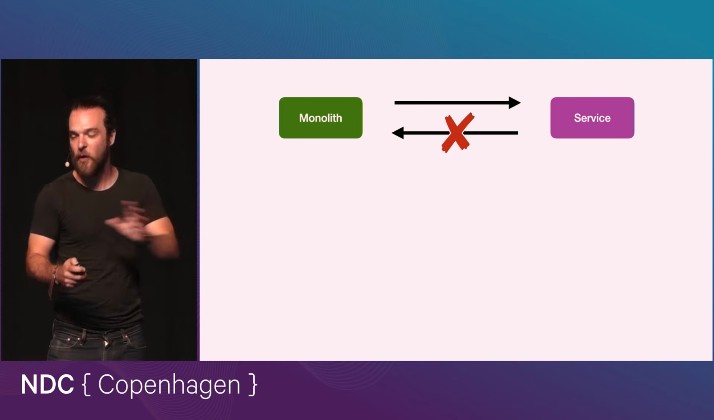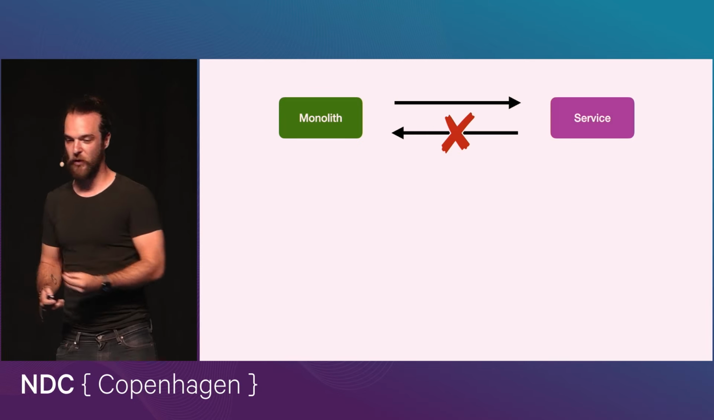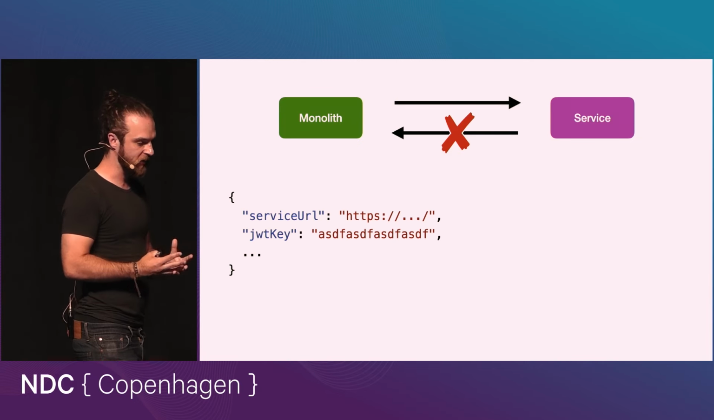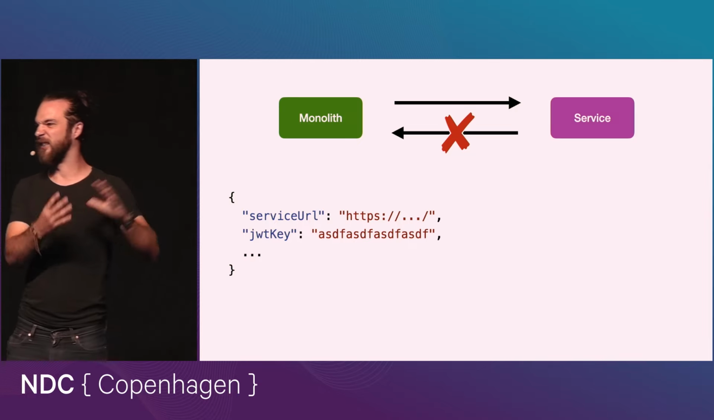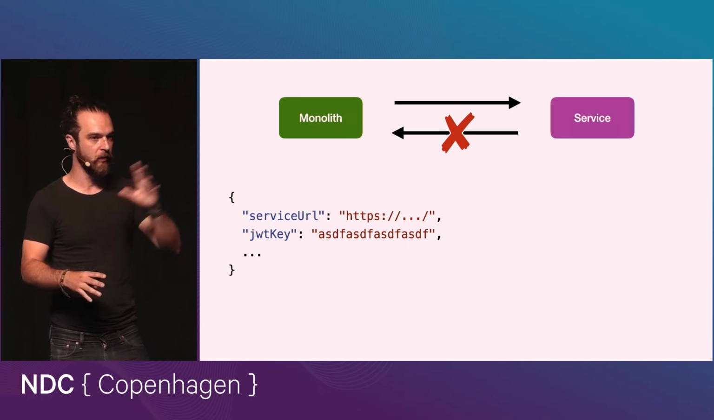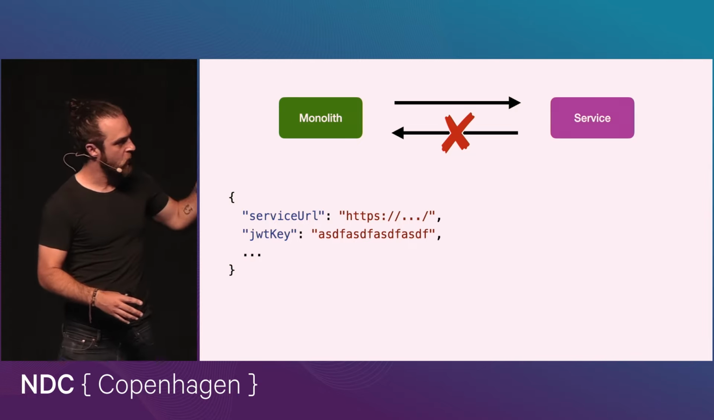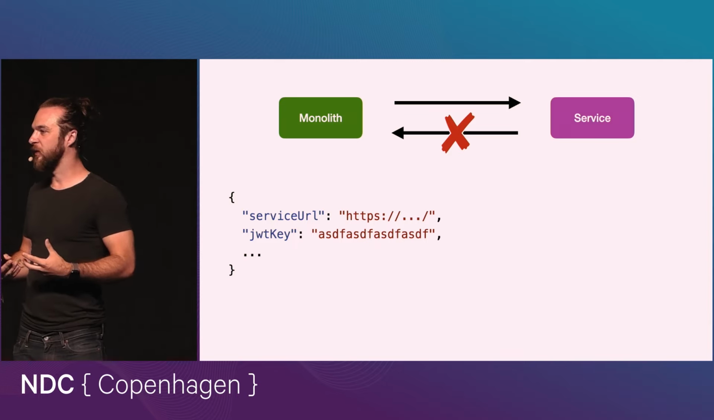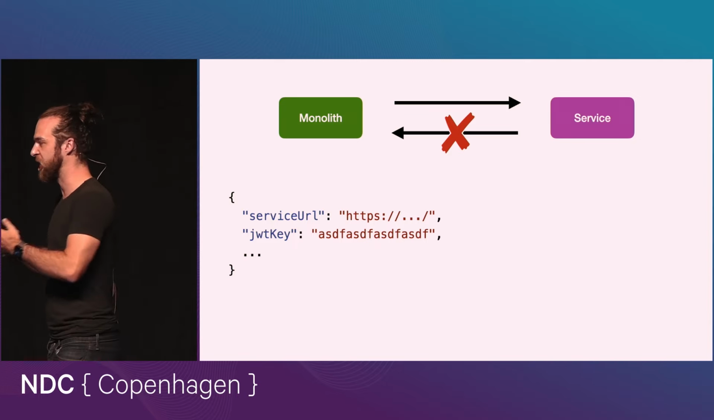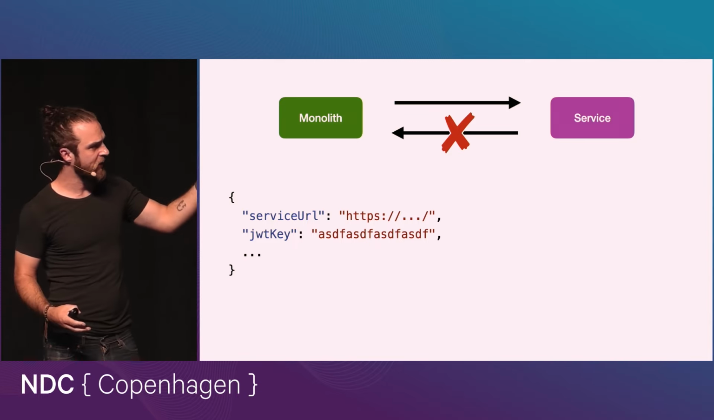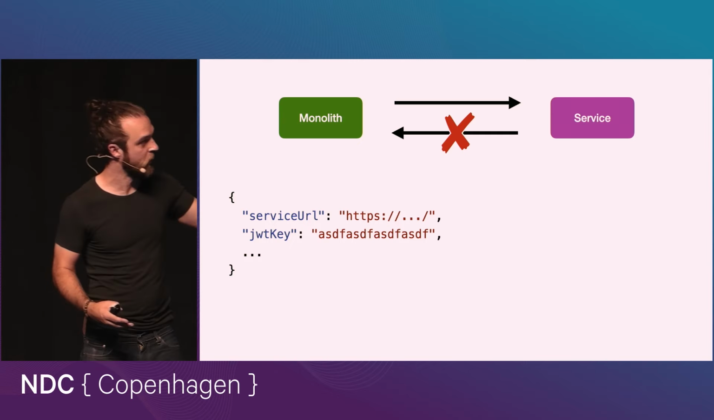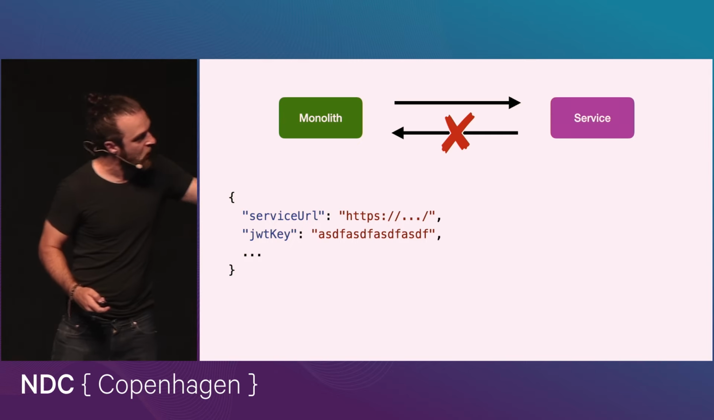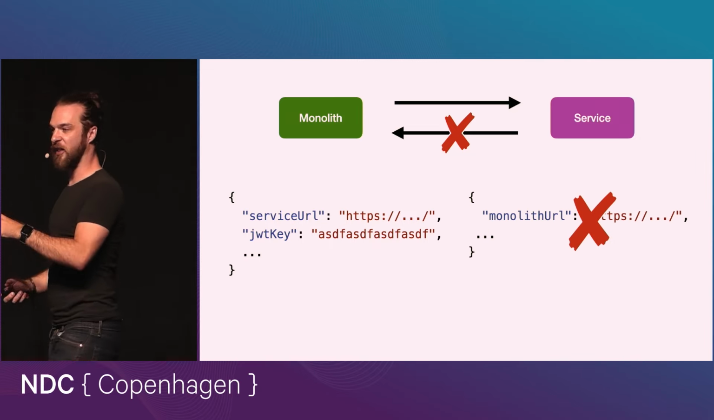So, what do I mean by circular reference, by the way? The monolith has to know where the service is because it's got some configuration that says the service is over here. Here's the URL, that internal network URL that we just spoke about. It's also got contract knowledge of what the service is expecting. So we've got this JWT key in our config as well. That's not the real one that we use in production. And then the service needs to have a monolith URL as well.